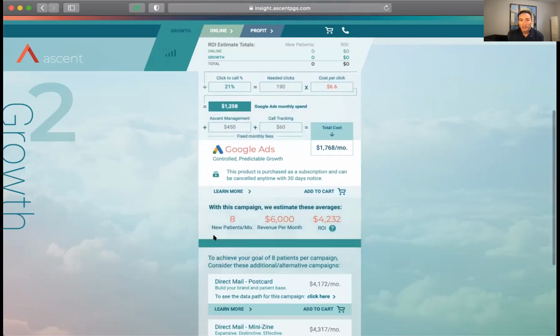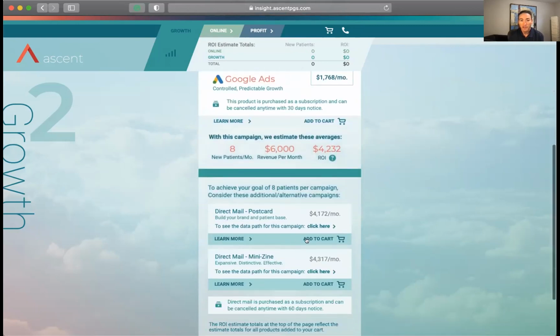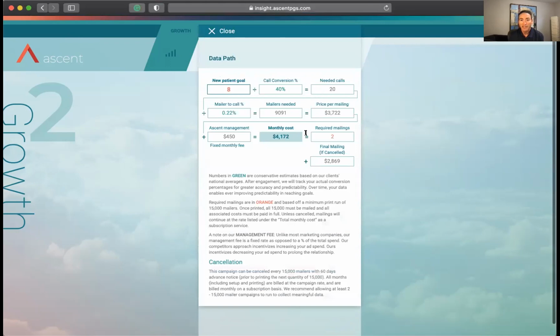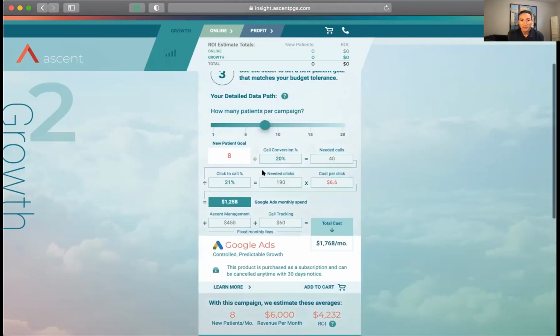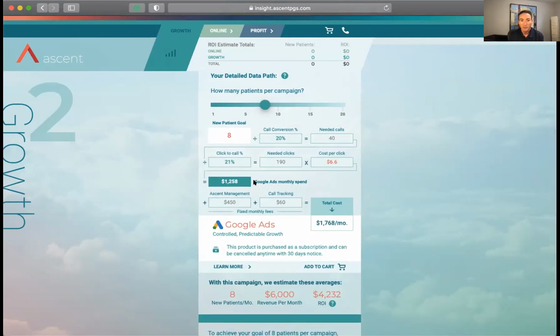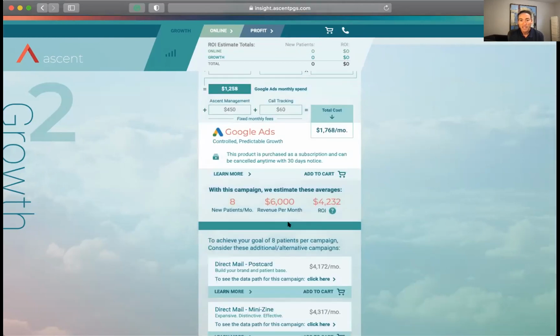From there, you can also look at postcards, direct mail, and if you click right here, you can see the data path for that and how that works. In this case, it's not nearly as good as a pay-per-click, so it's probably a smarter campaign to start with the Google ads as opposed to a postcard.